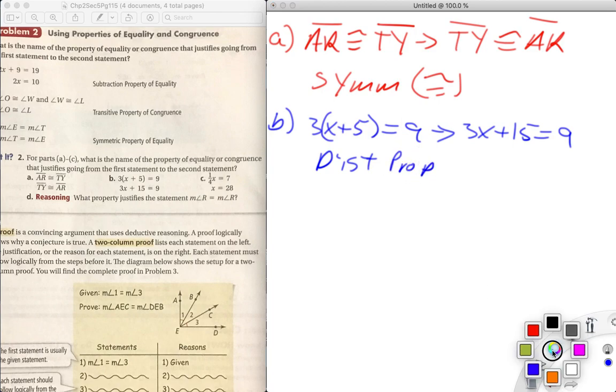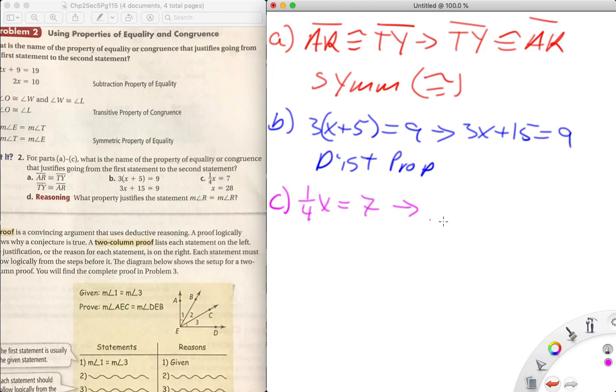And in C, it says 1/4 x is equal to 7. And then it says x equals 28. That will be, we multiplied 4 on both sides, right? So that's the multiplicative property of equality, or multiplication property of equality. Okay.